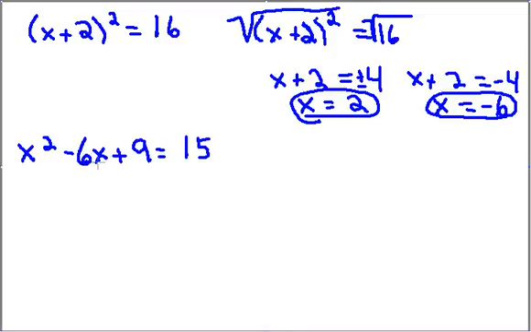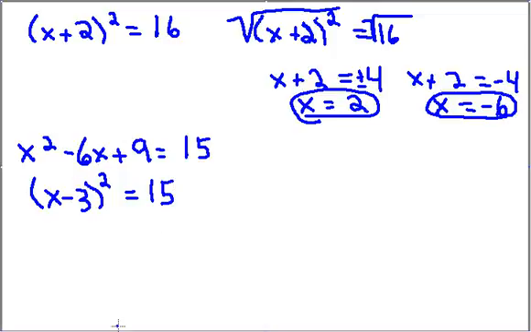X squared minus 6x plus 9, that is the sum of two squares. It's going to be x minus 3 times x minus 3, or it's just x minus 3 squared. x minus 3 squared, that's what we're left with on the left side. And on the right side, we still have our 15.